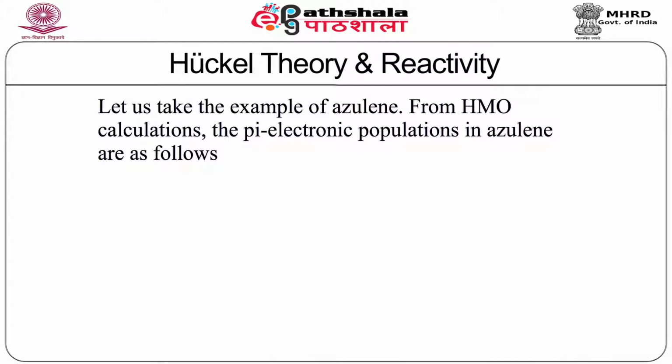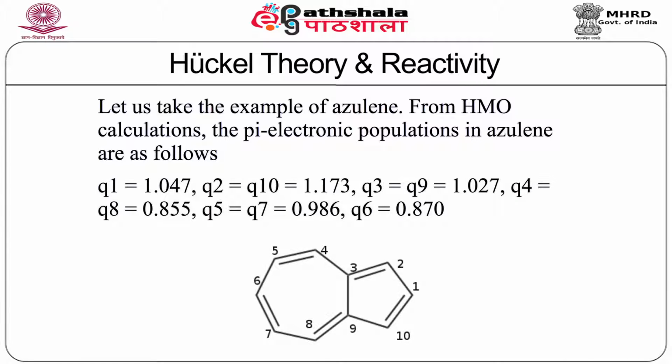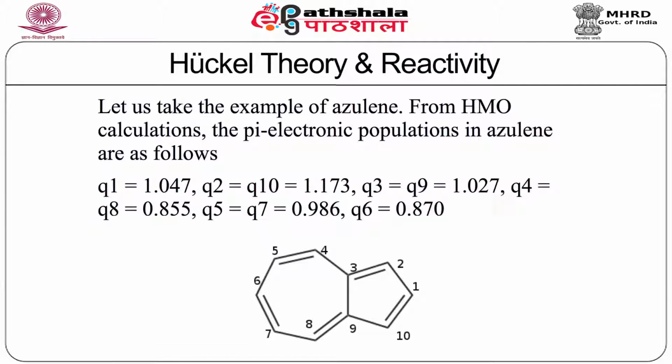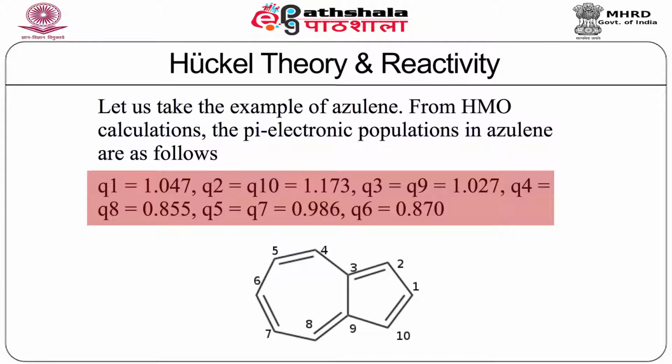Let us take the example of azulene. From Hückel molecular orbital calculations, the pi electronic populations in azulene are as follows. You can see the numbering in the figure. The charges are at site 1, Q1 equals 1.047, Q2 equals Q10 equals 1.173, Q3 is equal to Q9 and that is equal to 1.027, Q4 is equal to Q8 and that is equal to 0.855. Q5 equals Q7 and that is equal to 0.986 and Q6 is 0.870.